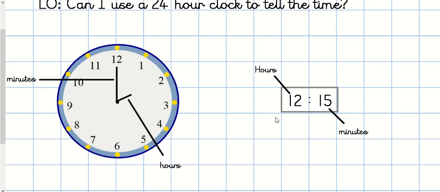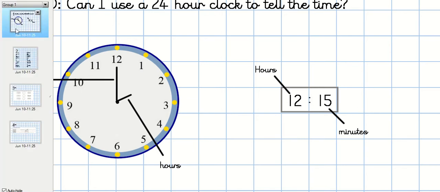On our 24-hour clock, the number on our left represents the hours, or the number on this side of the colon. The first number we read is our hours, and then after the colon the second number we read is our minutes. So here the hours is 12 and now we've got 15 minutes, so the time is 12:15.